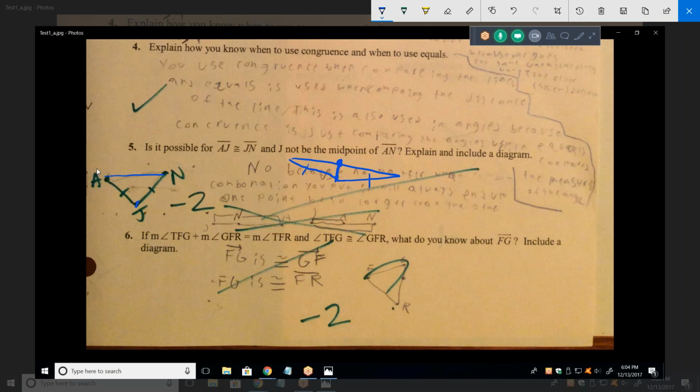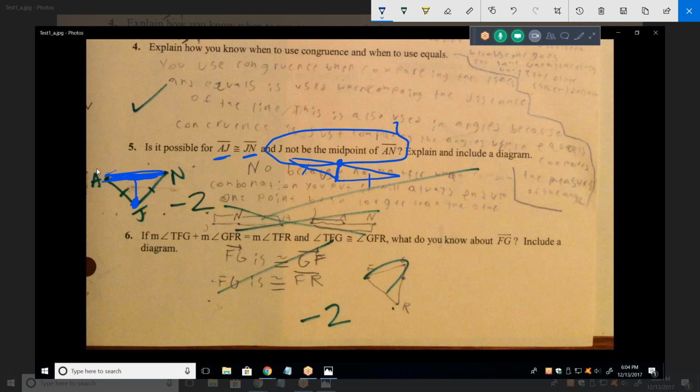Because this implies their distances are the same. And if their distances are the same, and I draw a perpendicular line, it's going to bisect that angle. That's the question. If they don't really say, in other words, J is really not a midpoint of AN. J is way down here. AN is way up here. So how can I even say that it's a midpoint? I would say no.